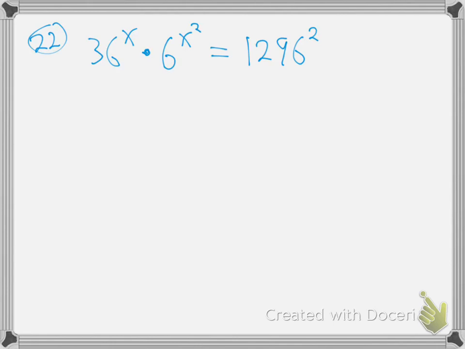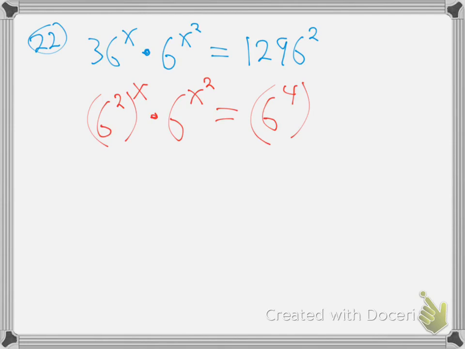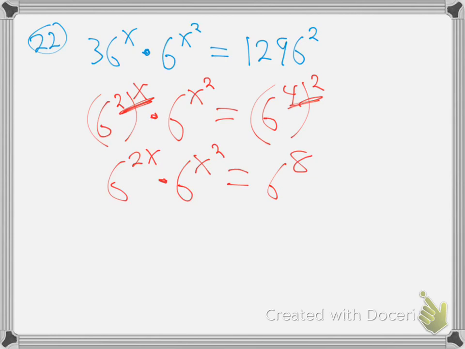Okay, so 36 is 6 squared. 6 to the 1. And 1296, is that 6 to the 4th? Yeah. No, it's not 5th, it's 4th. We good to there? And then, remember, these guys multiply, so this is 6 to the 2x. These guys multiply, 6 to the 8. Now, are you good with those power rules? Here they're testing both power rules.